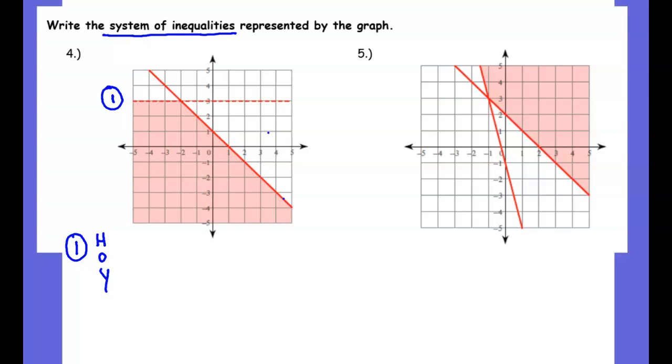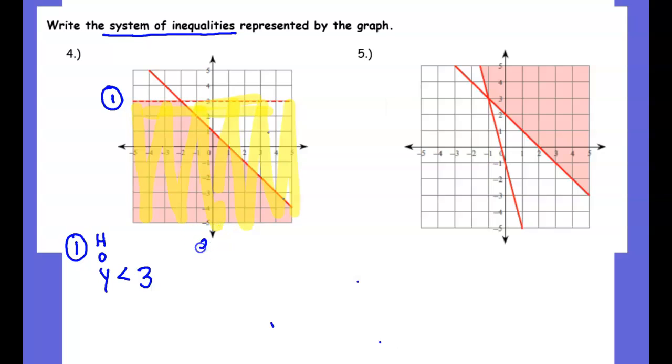Now, in order for that shaded area to be the overlapping shaded region, that means the line that I'm working with actually shaded everything here. So that means it's everything below the line, or in this case, it's less than 3. So notice it's actually a dashed line, so it's just y is less than 3. Okay, so that's the first inequality.